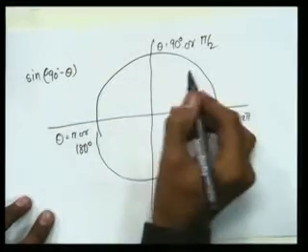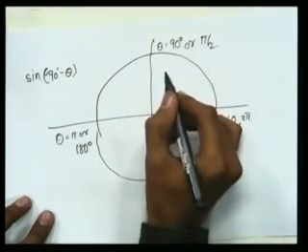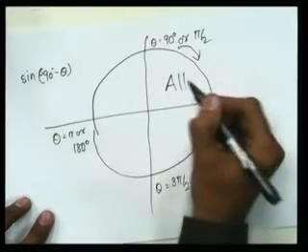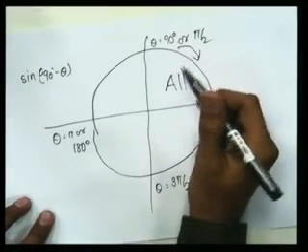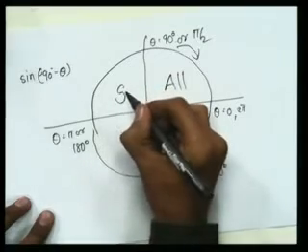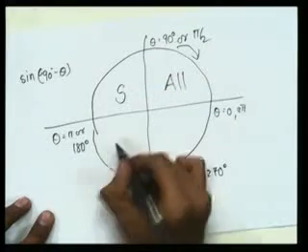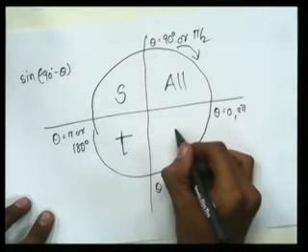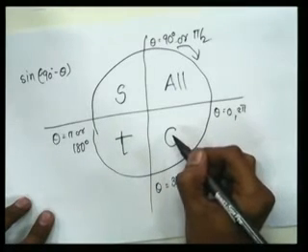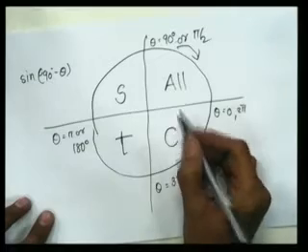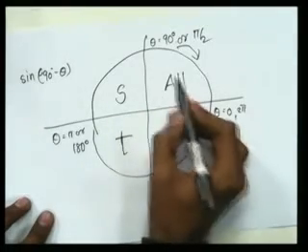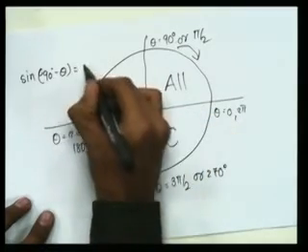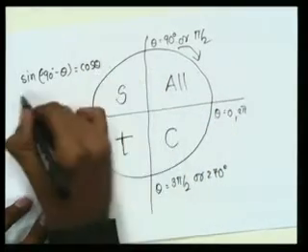Sin 90 minus theta, we are subtracting the angle from 90, so definitely it will be in the first quadrant. And as we know, in the first quadrant all trigonometric functions are positive, in the second quadrant sine and cosec are positive, in the third quadrant tan and cot are positive, and in the fourth quadrant cos and sec are positive, other trigonometric functions are negative. Sin 90 minus theta is in the first quadrant, so sine is positive, but 90 minus theta will convert into cos theta.